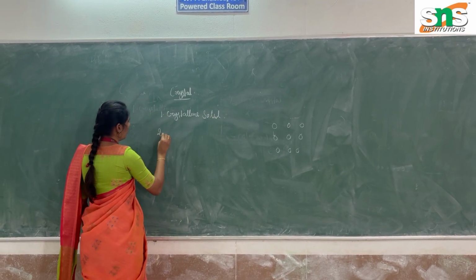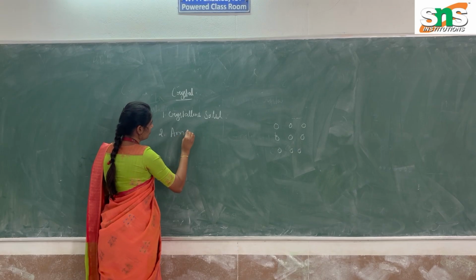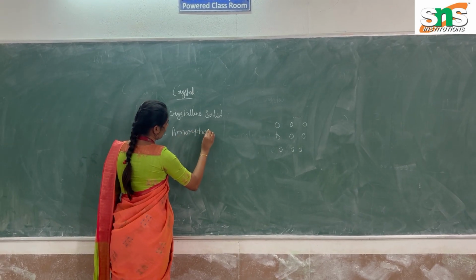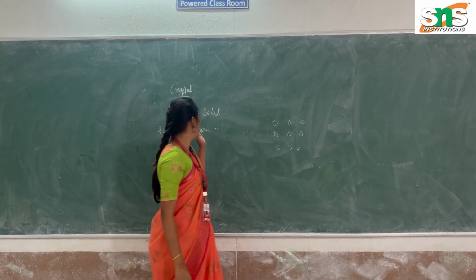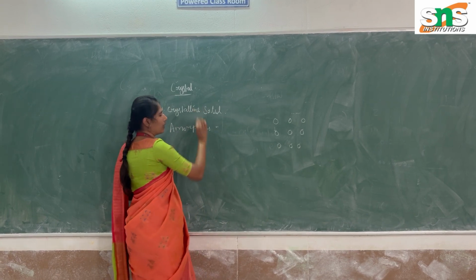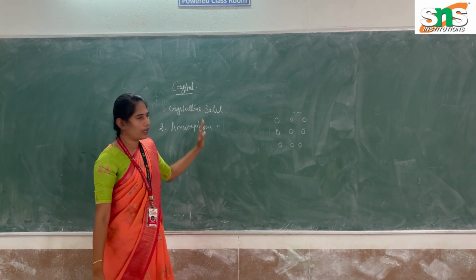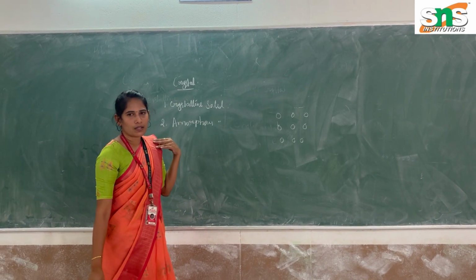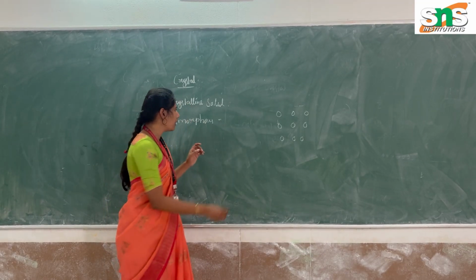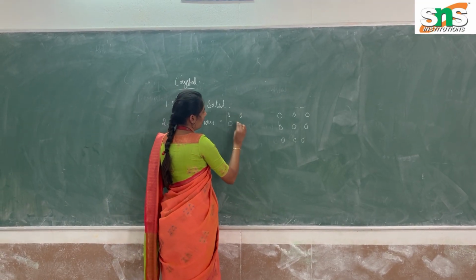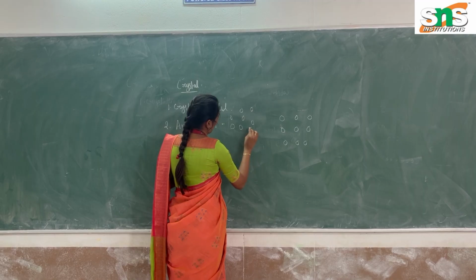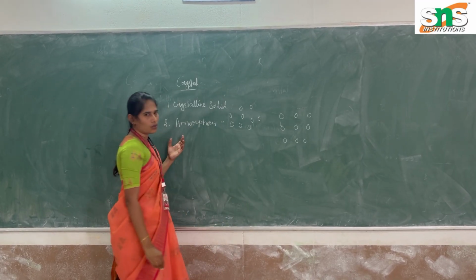and the second one is the amorphous solid. First of all, crystalline is nothing but the regular arrangement of atoms or molecules, called a crystalline structure, and amorphous is nothing but an irregular arrangement, where the atoms are arranged randomly. It is called an amorphous solid.